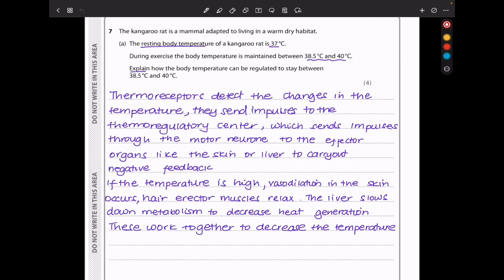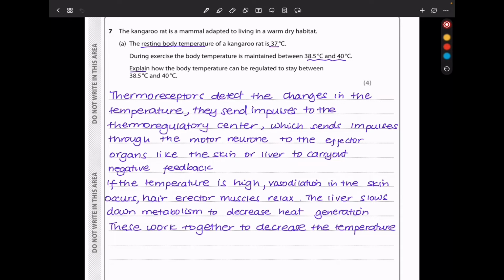This involves thermoreceptors as well as the thermoregulatory center, depending on whether the body temperature is higher or lower. If it's higher, then the metabolic rate has to decrease, meaning impulses are going to be sent to the liver to decrease metabolism. Also, impulses will be sent to the skin for vasodilation to occur. But if the temperatures are lower, then more metabolism is going to be carried out to generate more heat to increase the body temperature, and then vasoconstriction will occur to minimize heat loss.